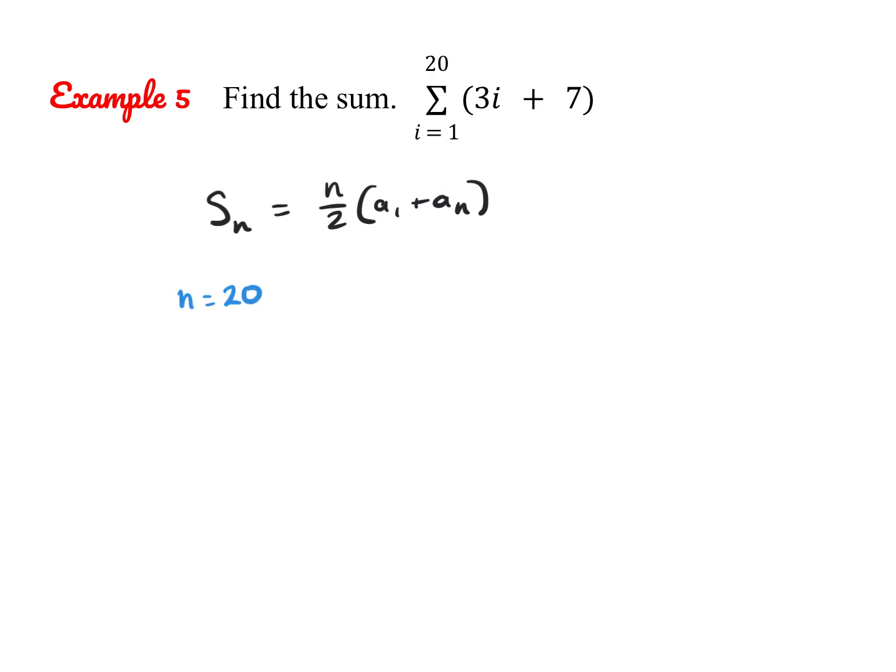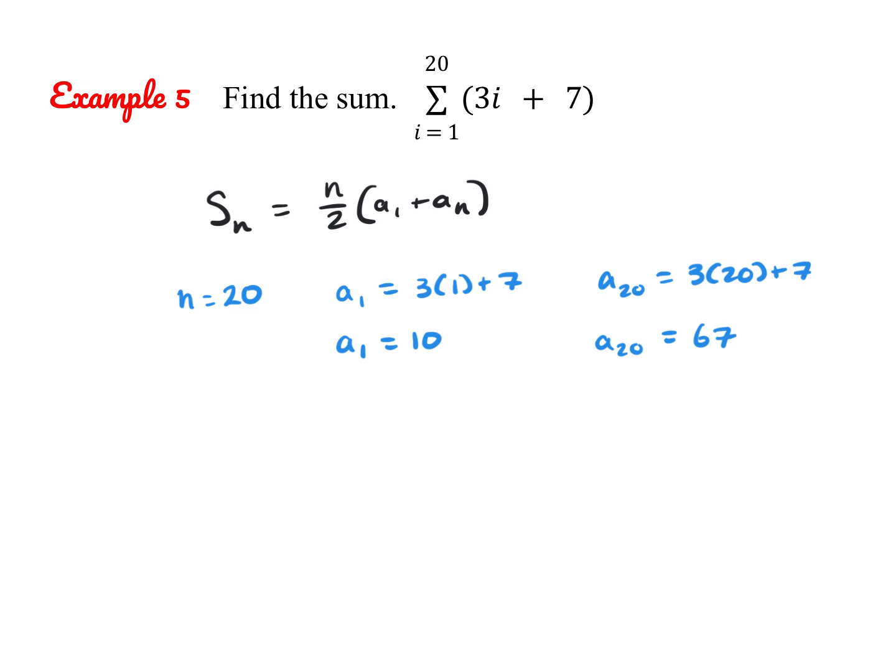So n is 20. Well, let's see if we can find a sub 1 and a sub 20 to plug in. For a sub 1, I'm just going to plug in 1 into our rule. So I see that a sub 1 is 10. And then I need to know a sub n, which in this case is a sub 20. So 3 times 20 plus 7. So the last term in our series is going to be 67, our 20th term.